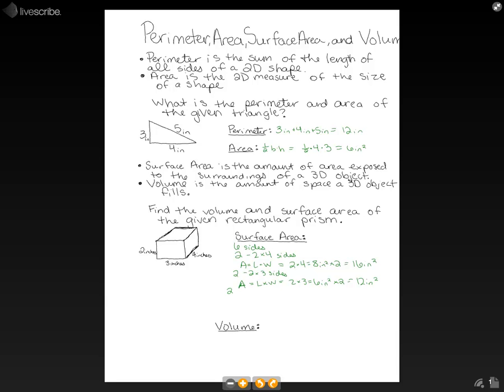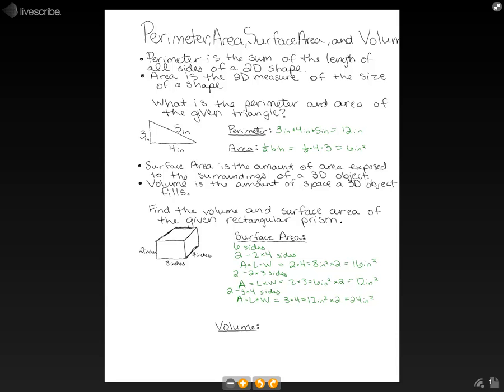Lastly, we have 2 3 by 4 inch sides. In our picture here, that's like the top and bottom of our box. So area is still equal to length times width. So 3 times 4 gives us 12 inches squared. Times 2 gives us 24 inches squared.